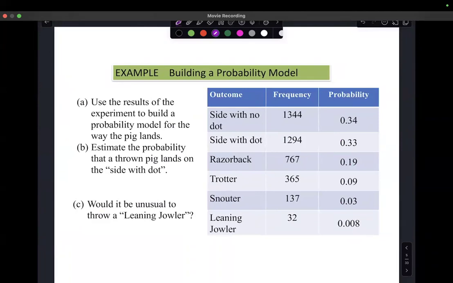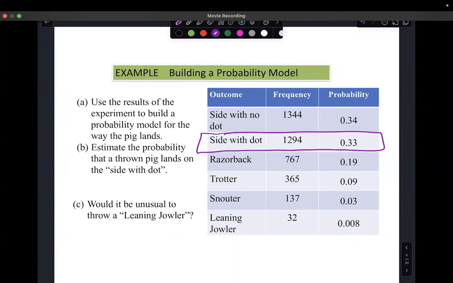We want to look at the probability that a thrown pig lands on the side with a dot. So we're looking at our probability model right here: the side with a dot. That probability is 0.33, or about 33%. Now, MyOpenMath is going to ask you for both. Occasionally it's going to want the decimal, sometimes it's going to want the percent. Just pay attention to what it's asking for.